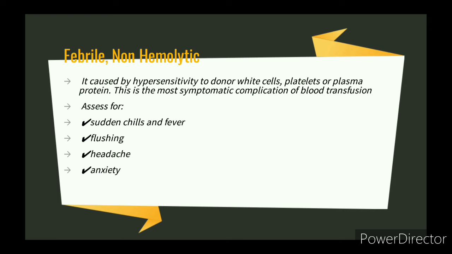Next is febrile and non-hemolytic reaction. What is the febrile and non-hemolytic? It is caused by hypersensitivity to donor white cell, platelets, or plasma protein. This is the most symptomatic complication of blood transfusion.